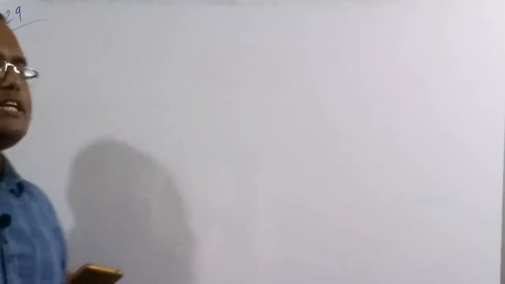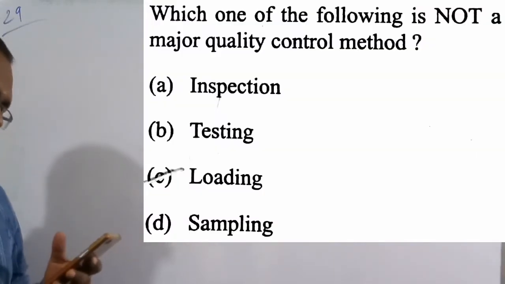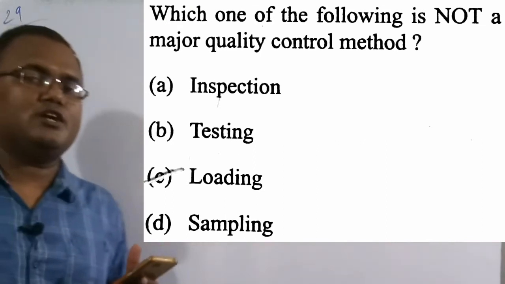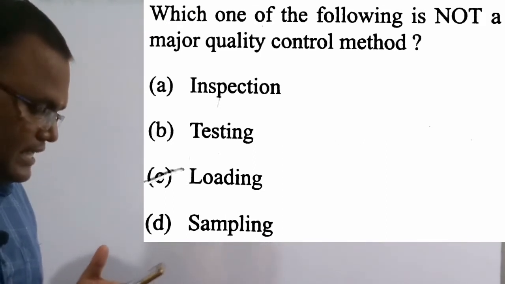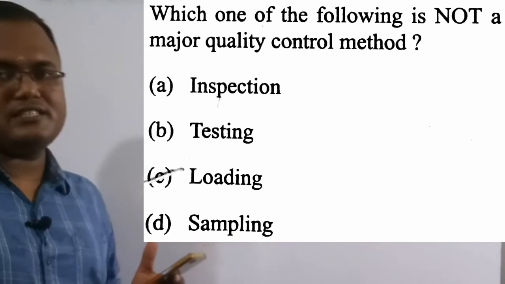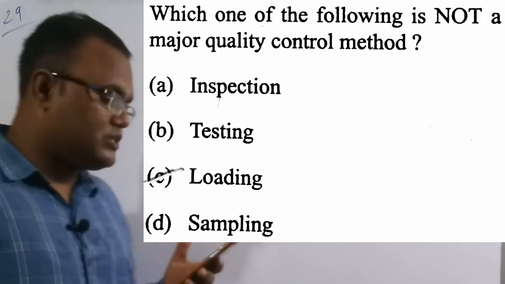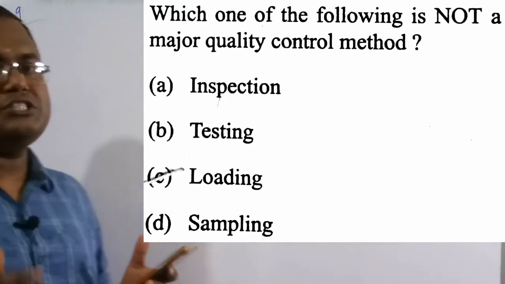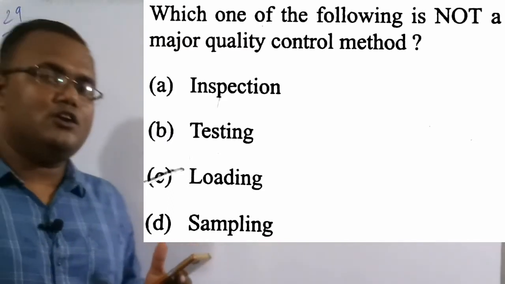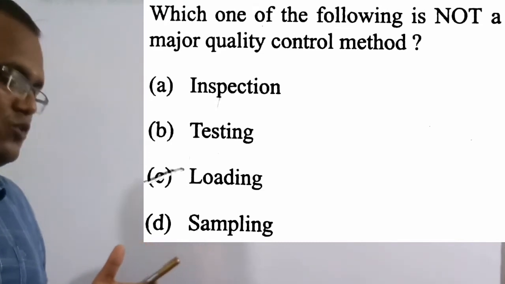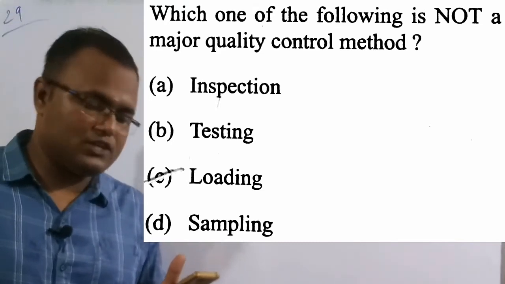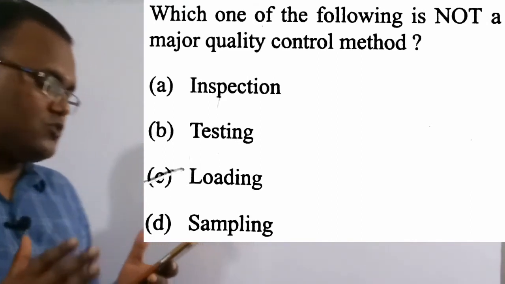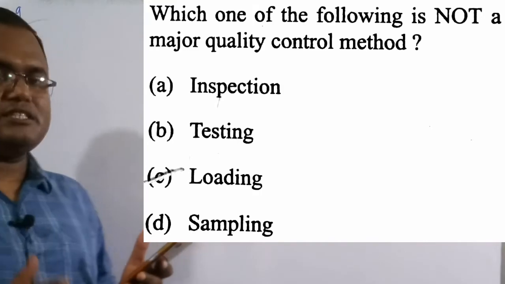Now we are going to solve the 29th question. See the question here. Which one of the following is not a major quality control method? Out of the 4 options, which one is not a major quality control method? Option A, inspection, testing and sampling: yes, these 3 belong to quality control methods. By inspection, testing and sampling, we can know which is a quality one and which is a non-quality one. So option C, loading, is not a major quality control method. So option C is the correct solution of this question. The 3 major quality control methods are inspection, testing and sampling.